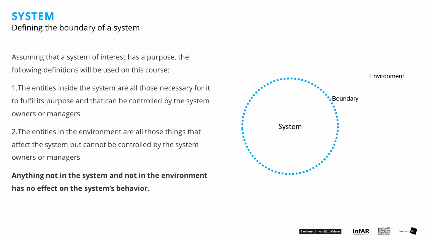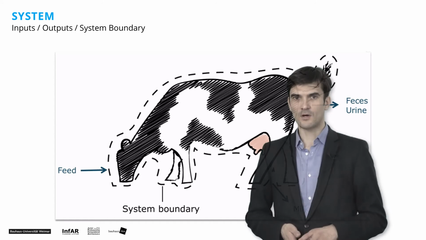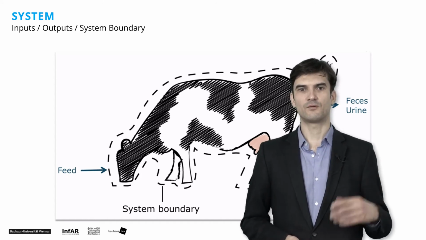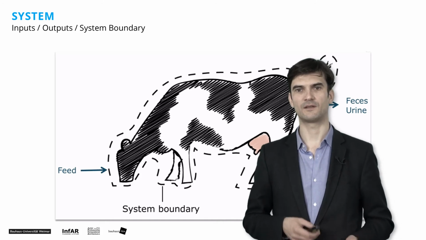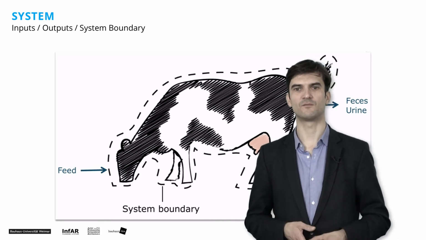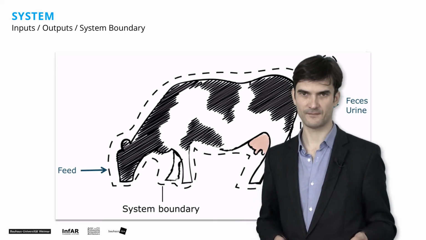With a nice illustration of the system of a cow, we can see that there are inputs and outputs to and from a system. This means that there is a controlled information flow between the system and its environment. Later in our models, these input parameters, for example, are the control parameters, and the result of a simulation can be considered as the output of a system.